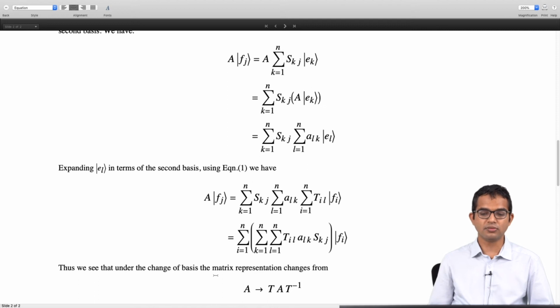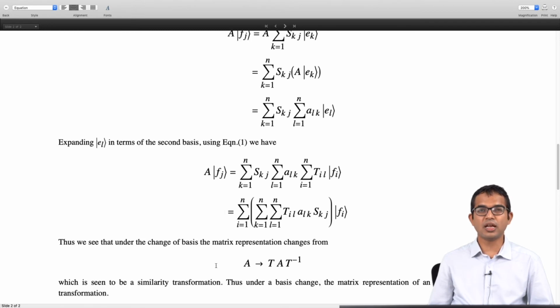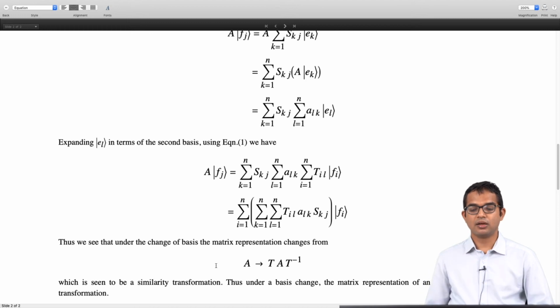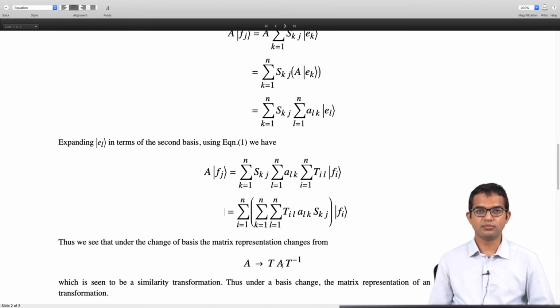So therefore it has to be T inverse. So all that is happening is your matrix representation is getting sandwiched between these two matrices, one in the forward direction and the other in the backward direction. So you get T A T inverse, which is a similarity transformation, as we have seen, right? Whenever you sandwich a matrix between some other matrix and its inverse, like here, then it's a similarity transformation. So thus the matrix representation of an operator undergoes a similarity transformation.